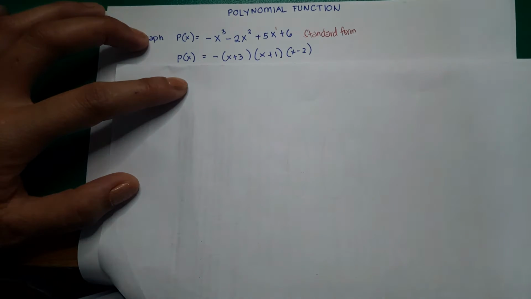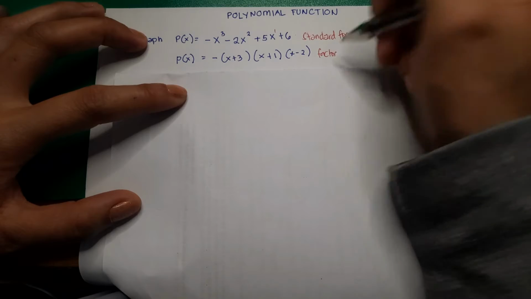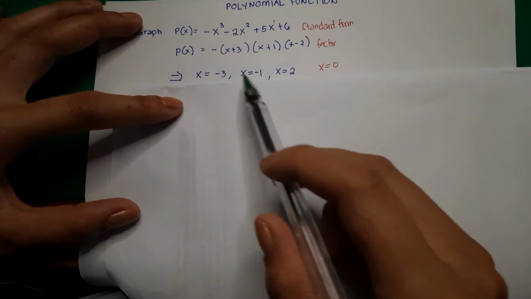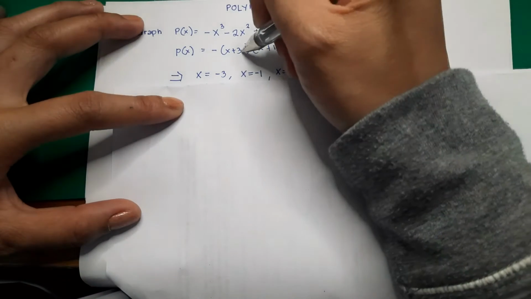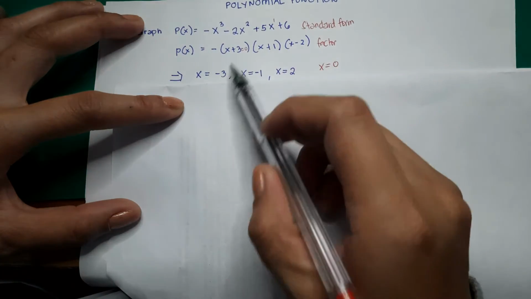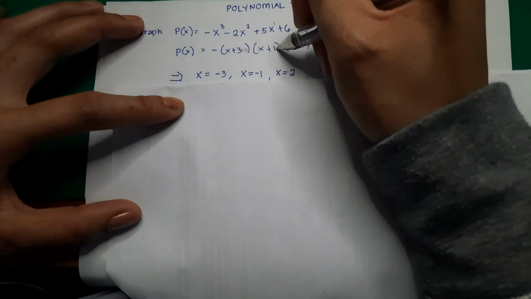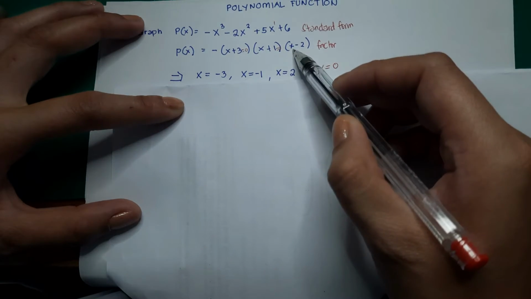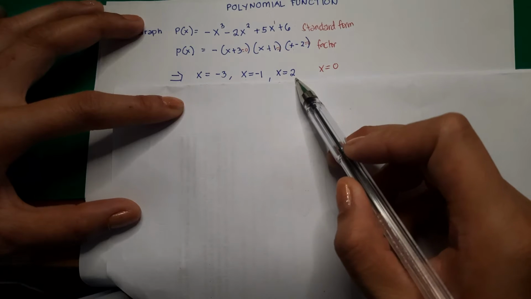Since we have already factored it, the next thing to do is to equate each factor to 0 to solve for x. So x plus 3 equals 0. Transposing the 3, x equals negative 3. Then x plus 1 equals 0, so x equals negative 1. Then x minus 2 equals 0, so x equals 2.